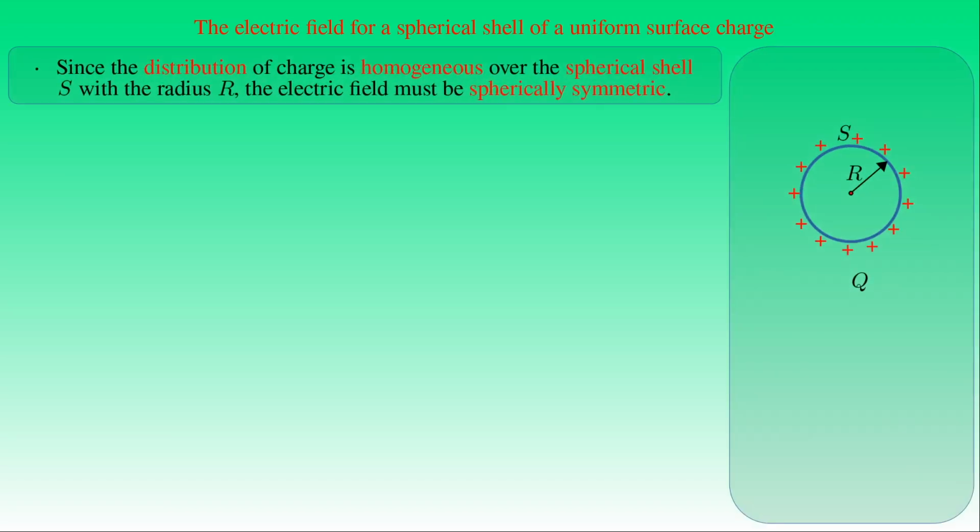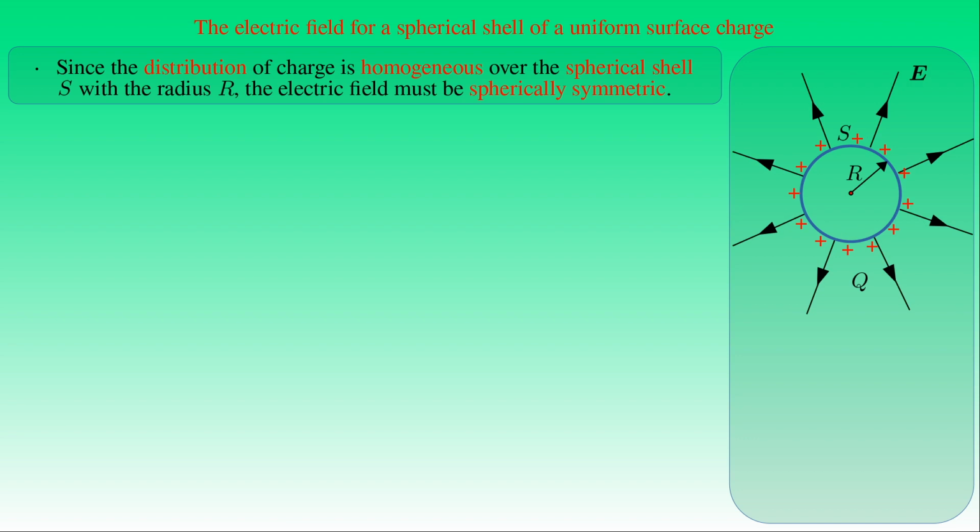In the next example we apply Gauss's law to determine the electric field for a thin spherical shell of uniform surface charge. Here we can see a spherical shell S with the radius R, which has a uniform distribution of charge with the total amount of charge q. Due to the homogeneous distribution of charge over the shell, the electric field E is spherically symmetric, and the field lines point radially outward from the positively charged shell.